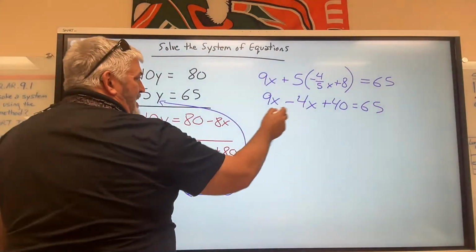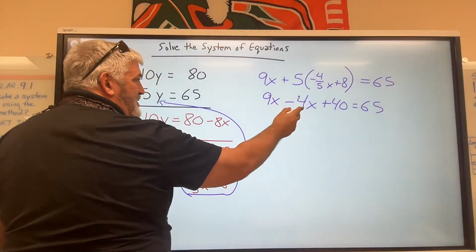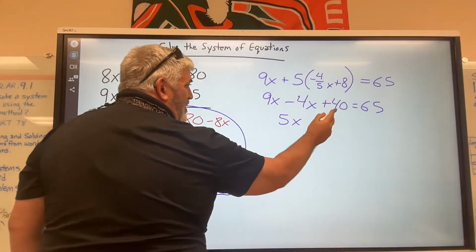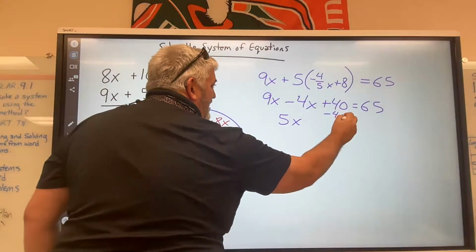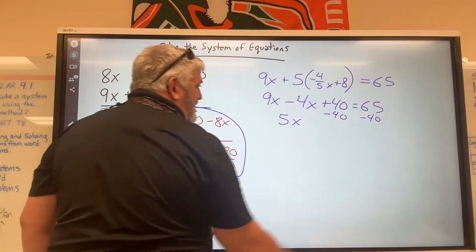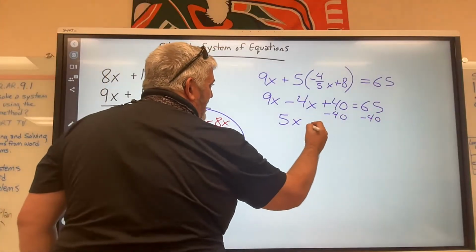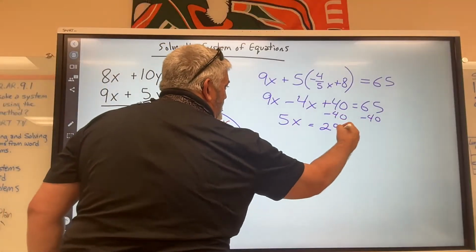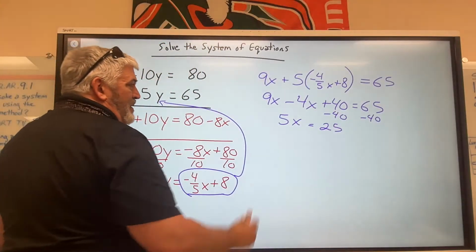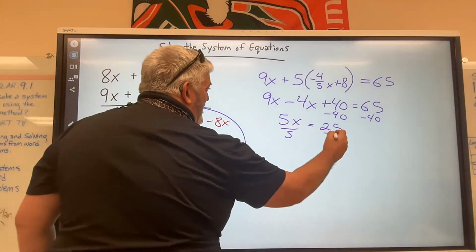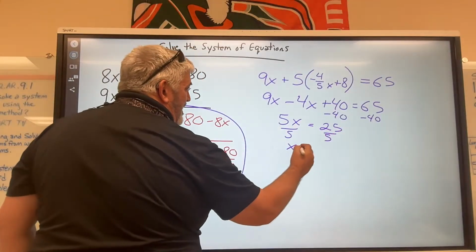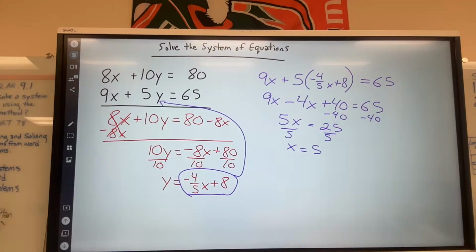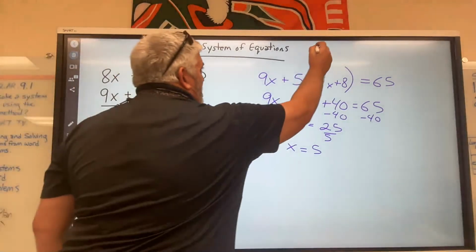I'm going to combine my like terms. 9x minus 4x would be 5x. If I subtract 40 from both sides of the equation, I end up with 5x equals 25. I then divide both sides by 5 and end up with x equals 5. I now have part of my solution.